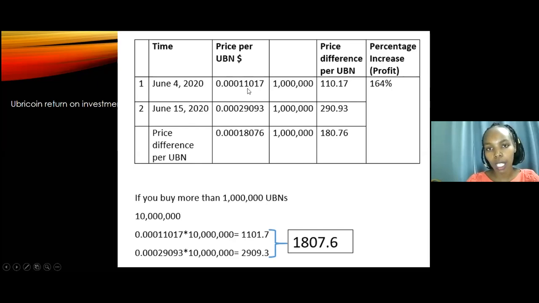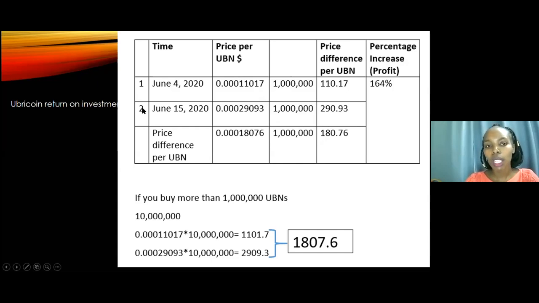One Ubricoin costed this. If you sold the Ubricoin yesterday, because remember, I'm telling you that you want to make sure that you get in the market when the prices are low, and sell when the prices are high, because it's always buy low, and sell high. So if you sold that Ubricoin when the price was 0.0002993, on that day, you would have made, per Ubricoin, 0.000018076.